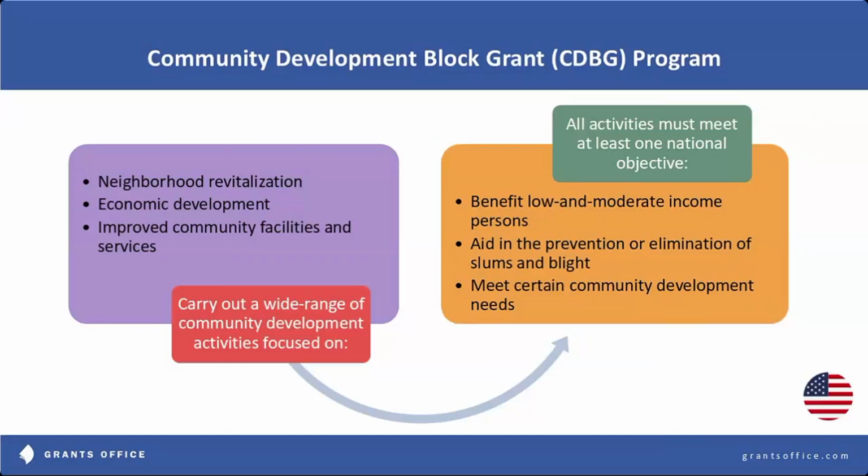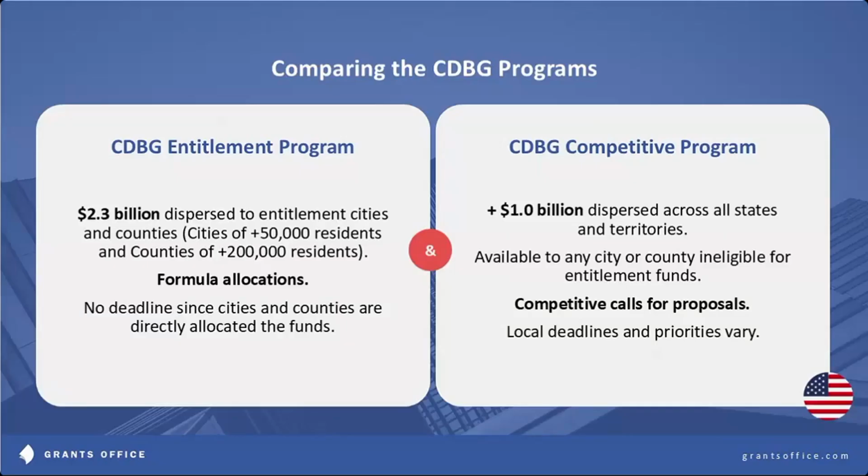But basically, the focus really is on revitalizing neighborhoods, as well as providing decent housing and a suitable living environment to help expand economic opportunities, specifically to those low and moderate income persons. So it's going to fund a wide variety of services to help improve community facilities or services, economic development, as well as those neighborhood revitalization projects. So activities must meet at least one of the national objectives, which are to benefit low and moderate income persons, to aid in the prevention or elimination of slums and blight, as well as to meet certain community development needs.